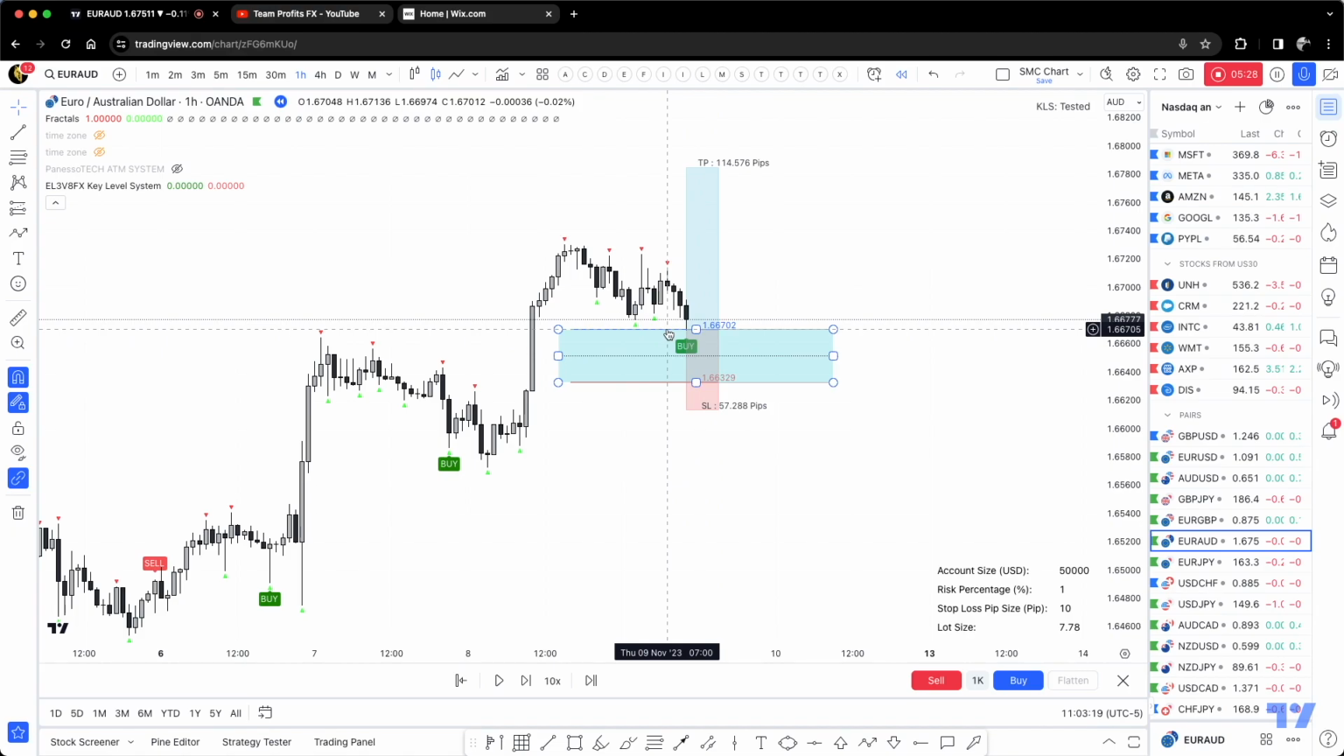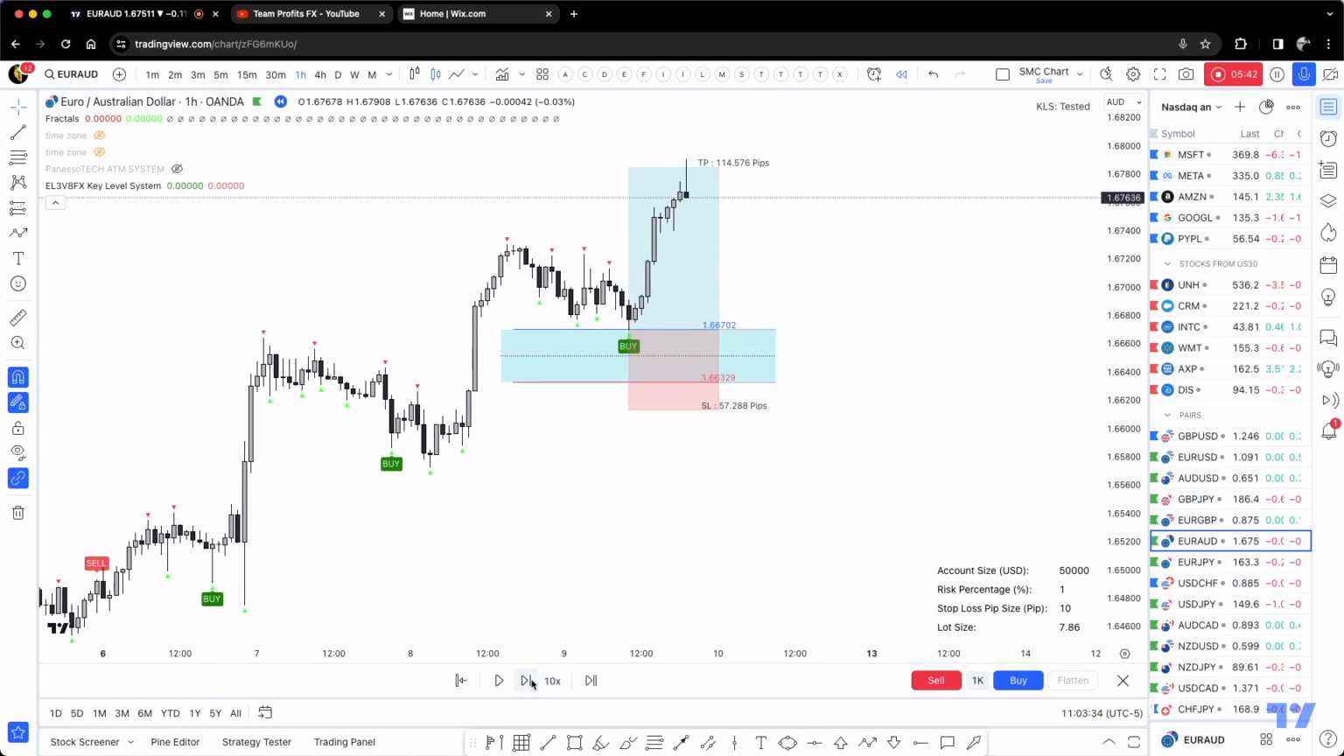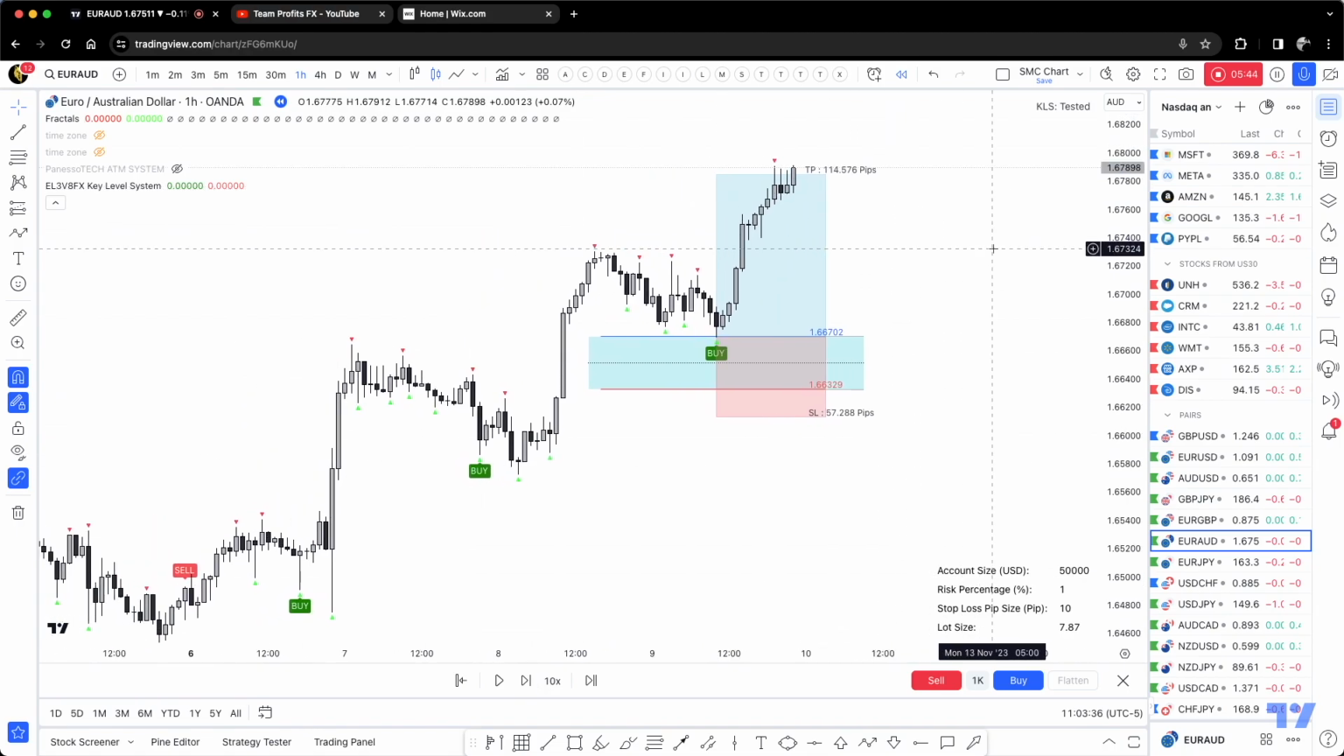This is the first line. Let's say sometimes you get one entry. Sometimes price will go here, touch. Some people can actually get in here, make another position, the second entry right there. All right. Let's see what happened with this one. So from there, pretty much price pushes up.